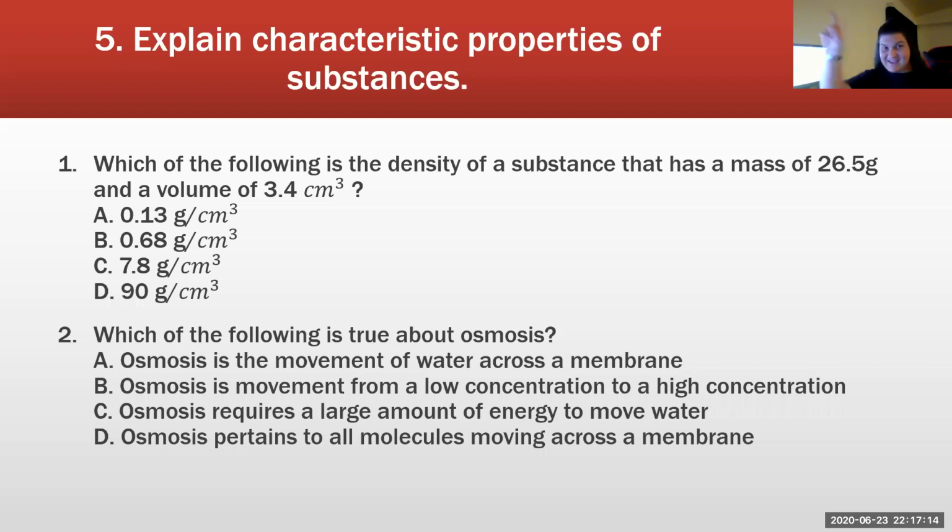The correct answer is A. Osmosis is the movement of water across a membrane. Like diffusion, osmosis is movement from a high concentration to a low concentration. So osmosis isn't going to move from where there's low amounts to high amounts. It's going to be the opposite. Osmosis does not use energy at all. It's just fluid moving across the membrane. And osmosis is specific to water. So all molecules cannot just move across the membrane with osmosis.